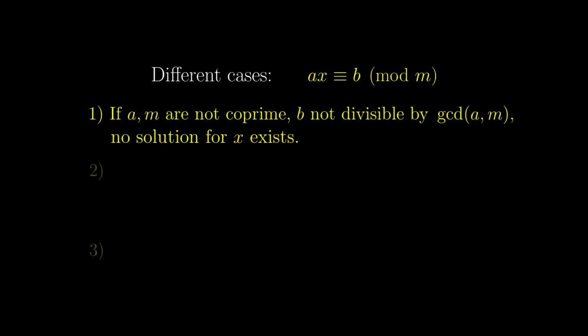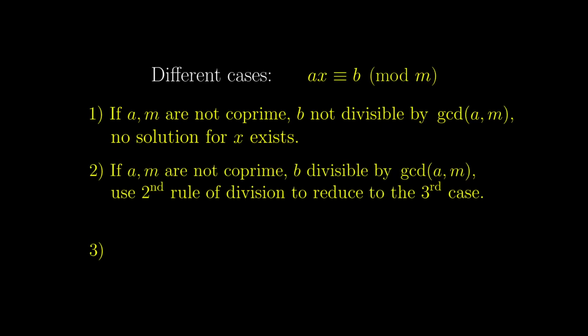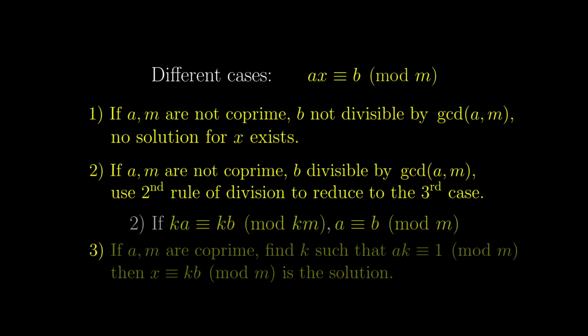The second case is where a and m are not coprime, and b is divisible by their GCD. In this case, we could use the second rule of division on modular arithmetic to reduce the case into the third case where a and m are coprime. To tackle this third case, we need something quite tricky.